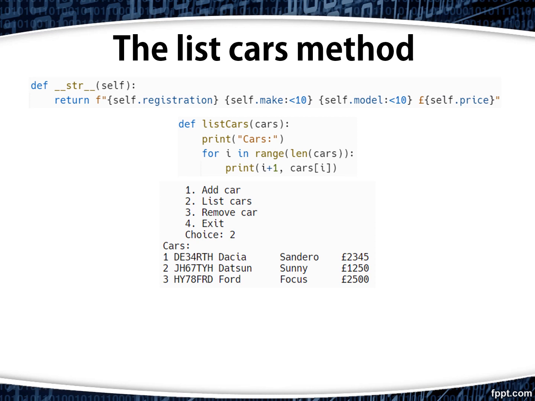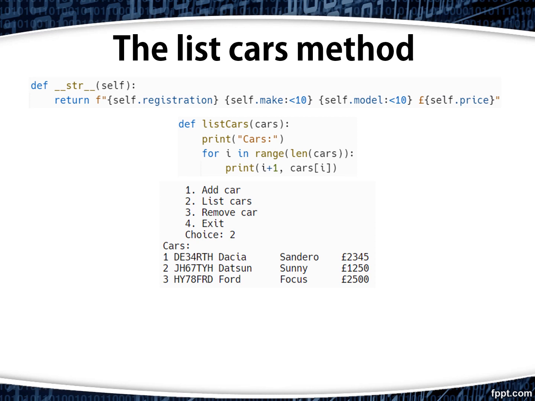My string method returns an F string with the registration, make, model and price. I've chosen to left align the make and model and give each of them 10 characters width so that it comes out looking more tabular. I also put a pound sign before the price.